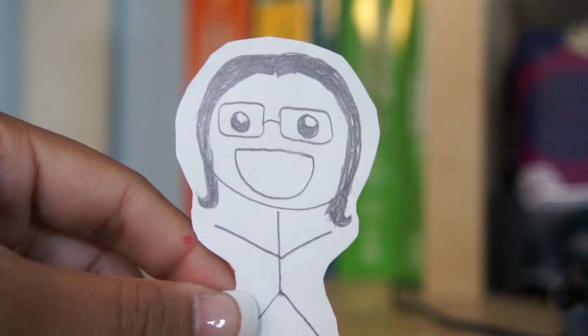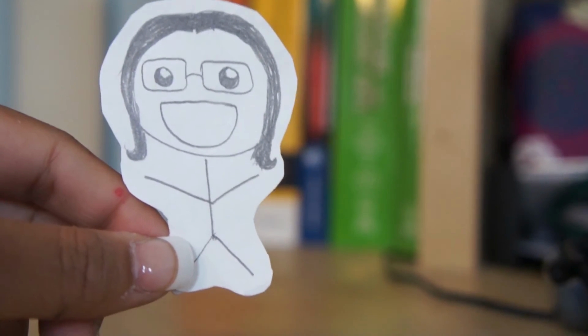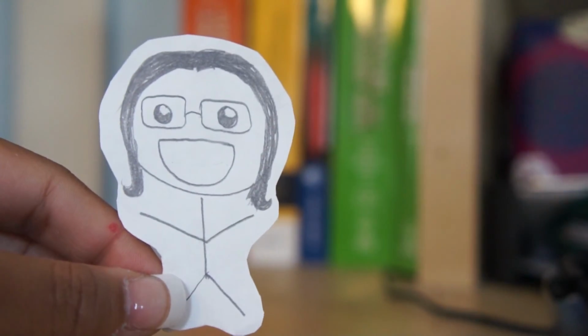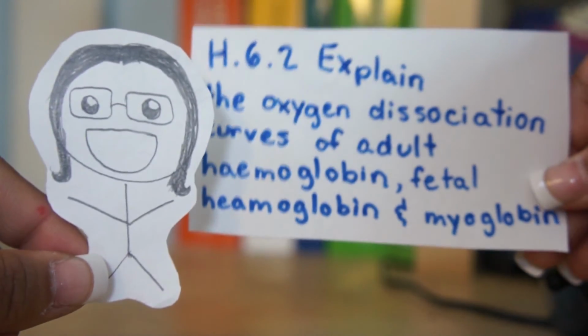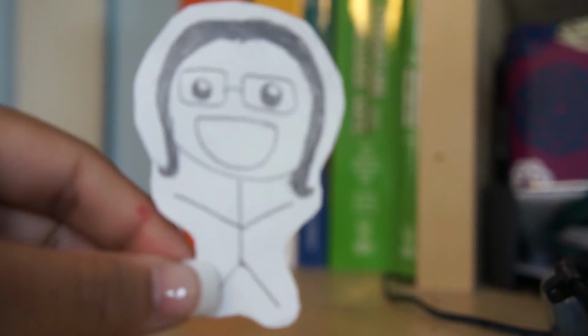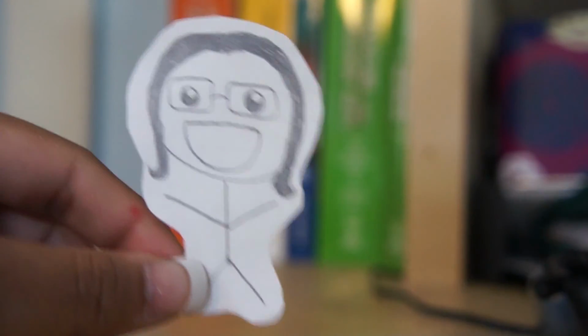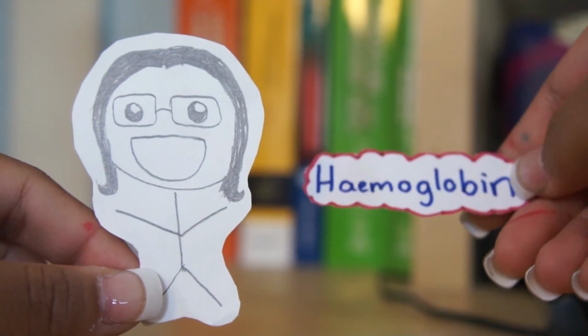Hey there, my name's Lorena Santos, and I'm going to continue the lesson with, ta-da, H.6.2. In H.6.2, we have to explain the oxygen dissociation curves of adult hemoglobin, fetal hemoglobin, and myoglobin. But before we start, what exactly is hemoglobin, you ask?